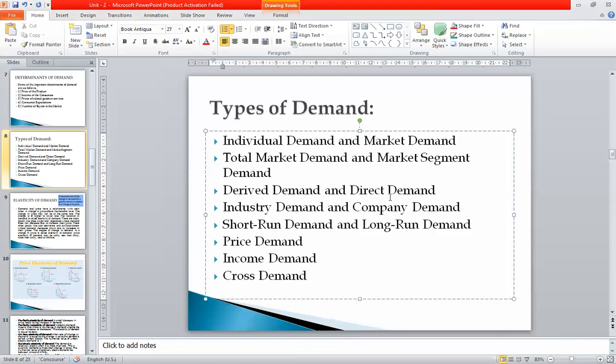Direct demand: we can estimate directly the demand for a product when customers, say 1,000 people, are coming forward. This is called direct demand.